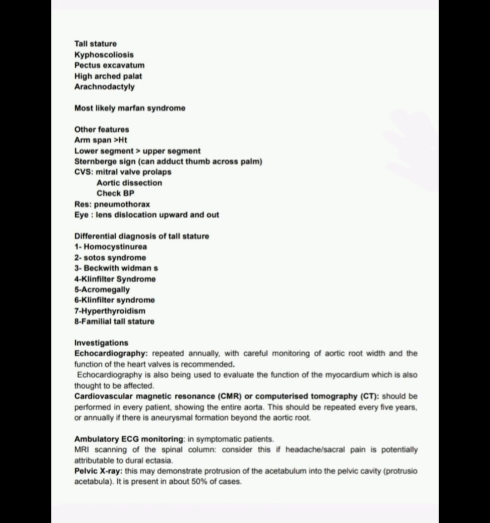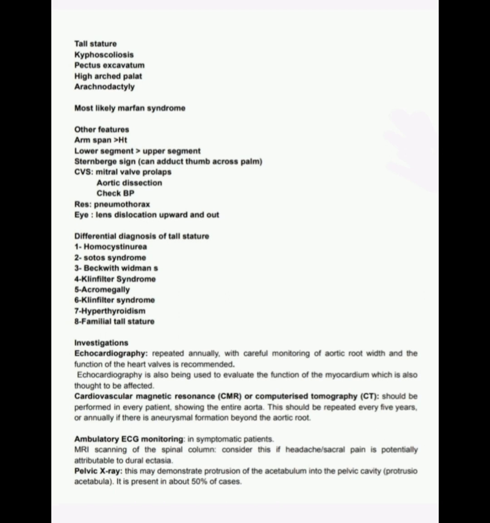Now, what investigation do we do for this Marfan syndrome patient? First, echocardiography. What do we do? It is repeated annually with careful monitoring of aortic root width, and the function of the heart valve is recommended. Echocardiography is also used to evaluate the function of the myocardium, which is also thought to be affected. Then cardiovascular magnetic resonance, CMR, or computerized tomography, CT, should be performed in every patient, showing the entire aorta. This should be repeated every 5 years, or annually if there is aneurysmal formation beyond the aortic root.